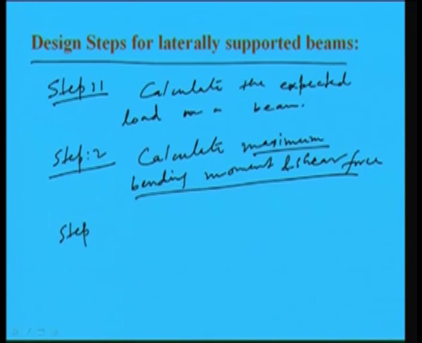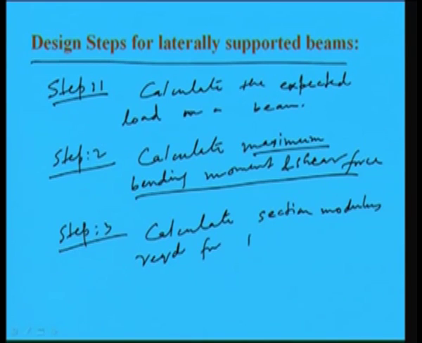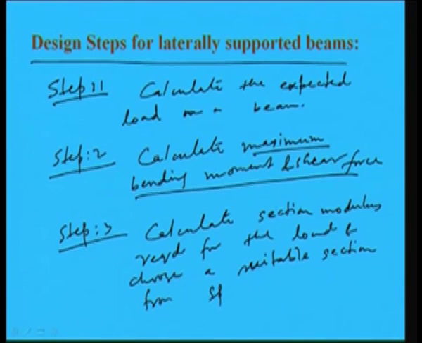So, in step 3, calculate the section modulus required for the load and choose a suitable section. Suitable section from SP 6. So, from SP 6 we can find out.